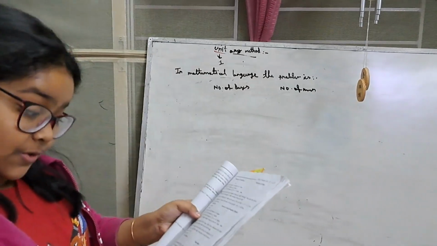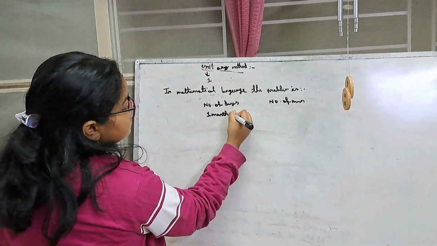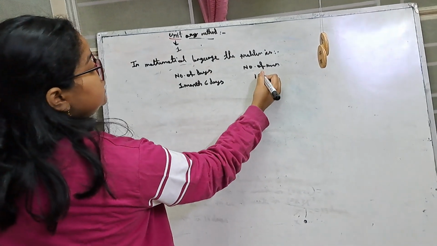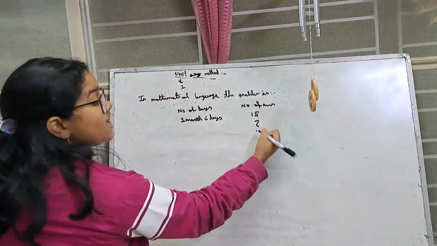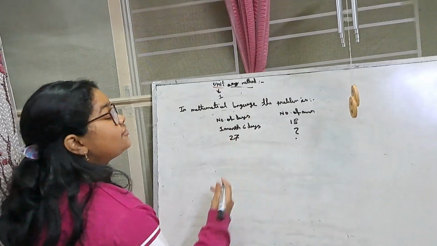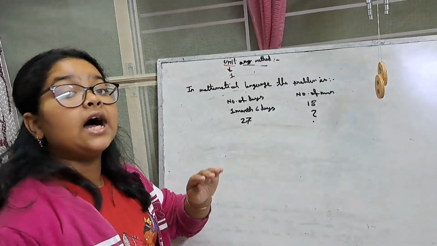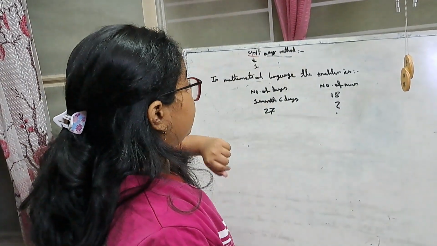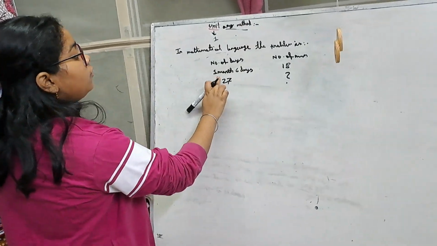So in 1 month 6 days, number of men equals 18. How many more men are required in 27 days? That is the trick. First we will not start the problem. First we have to convert this. We can't work with 1 month 6 days, so we have to convert it.